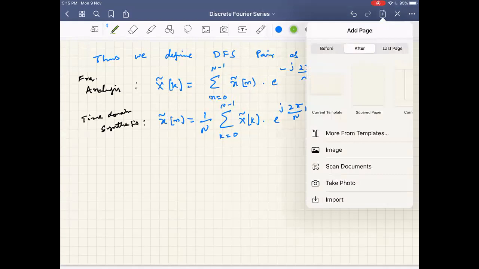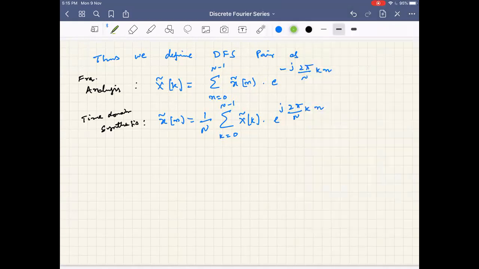So let us take a periodic signal x tilde of n. Let it be a discrete impulse train, delta of n minus kN, for k from minus infinity to infinity. I use N just to have a variable that is different from the frequency domain variable.